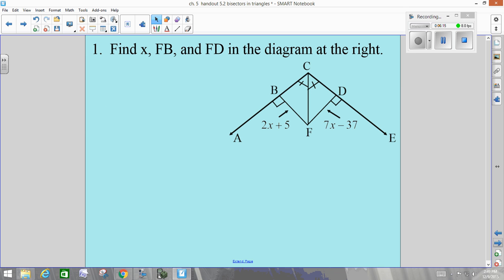Your homework has no proofs on it, that's why I skipped the proofs. Your homework is all application. It's applying those proofs. Okay. So for number 1, find x, FB, FD in the diagram at the right. So what are we going to do to find the value of x? How do you know they're equal to each other? Or does it show that they're equal distances away?